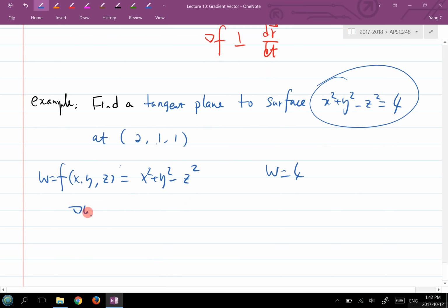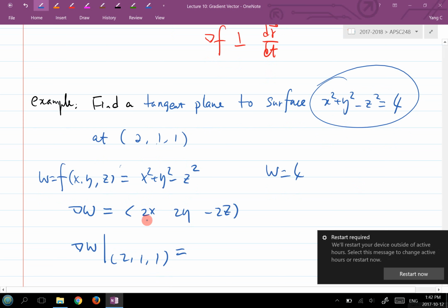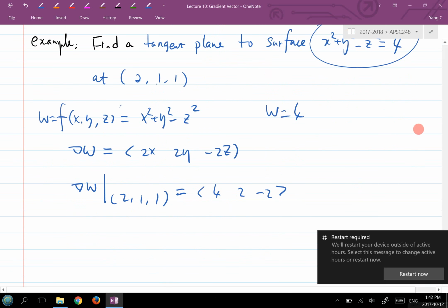So the gradient vector del w is calculated to be 2x, 2y, negative 2z. Then the gradient vector at (2, 1, 1), plugging in x, is 4, 2, negative 2. Okay.